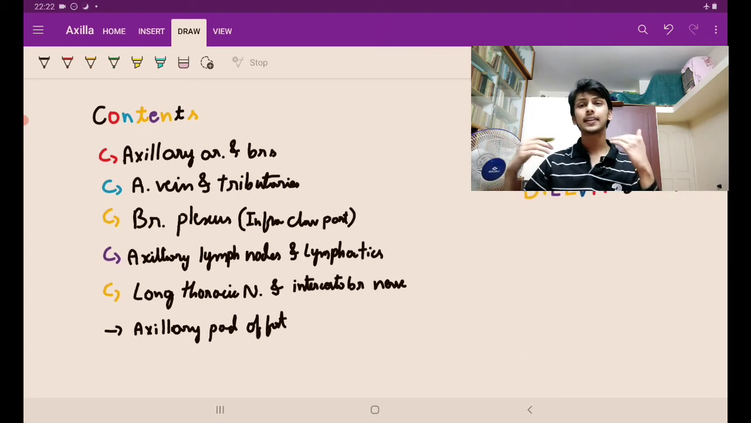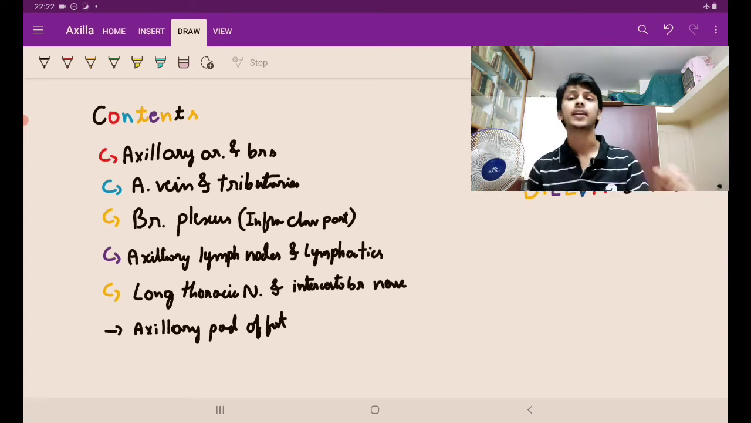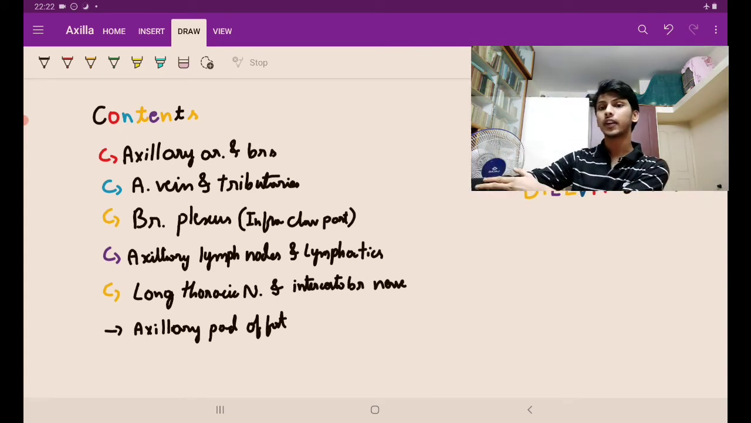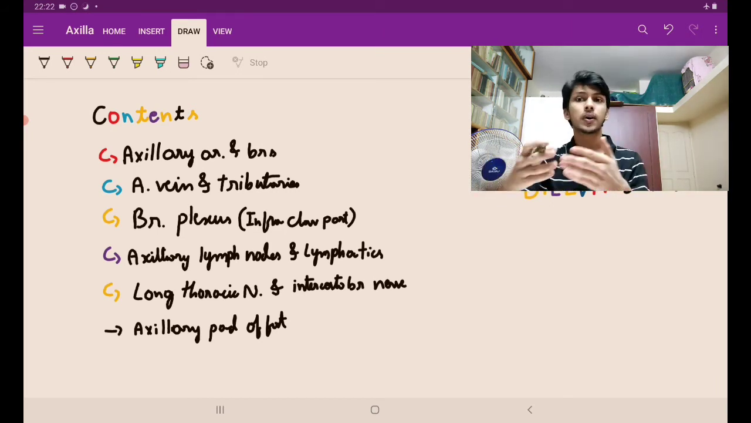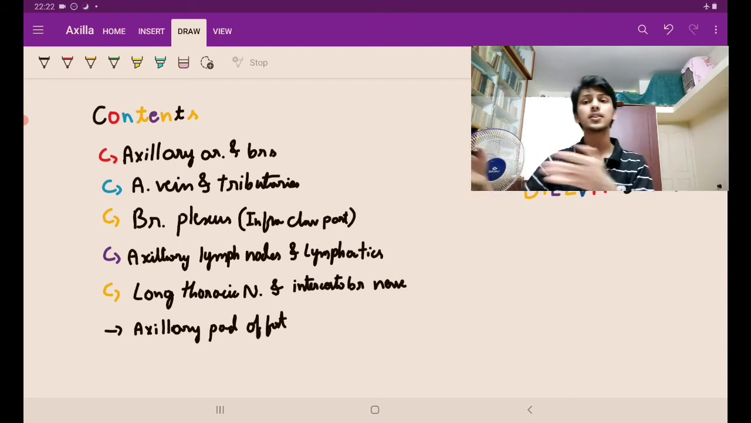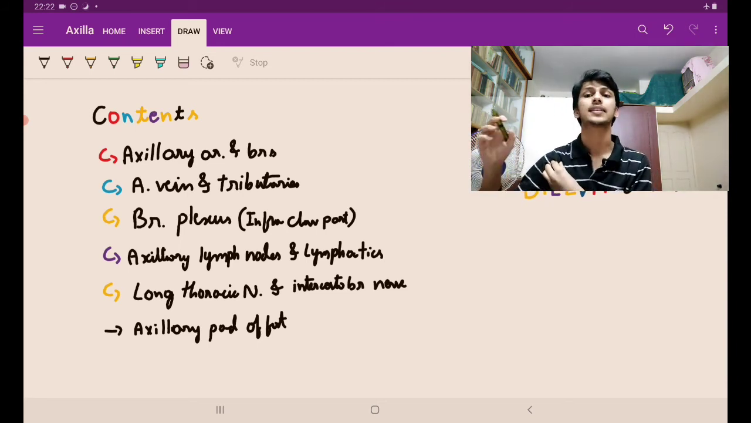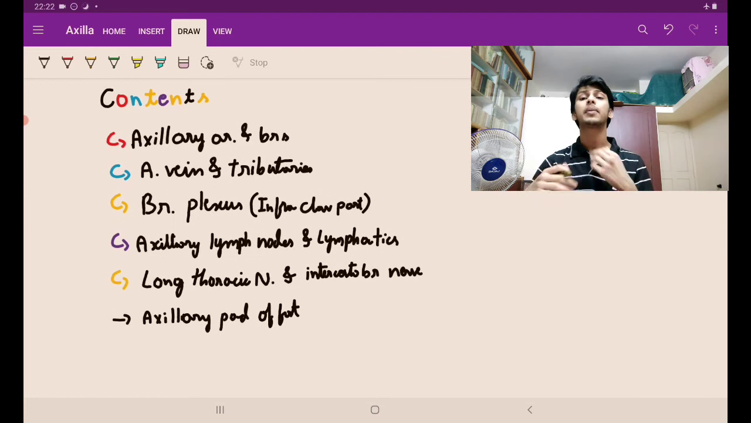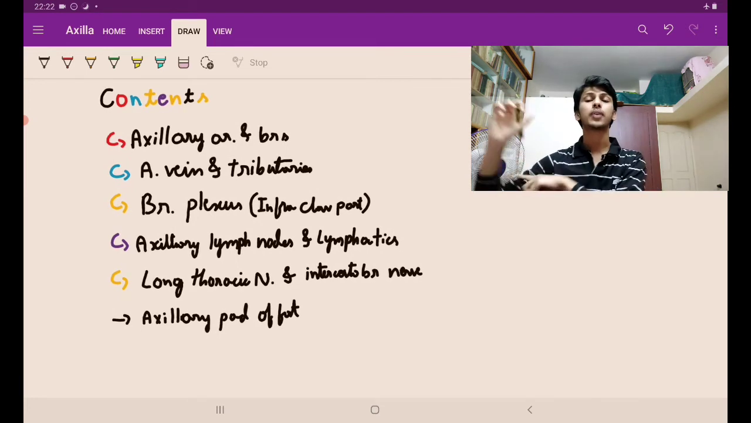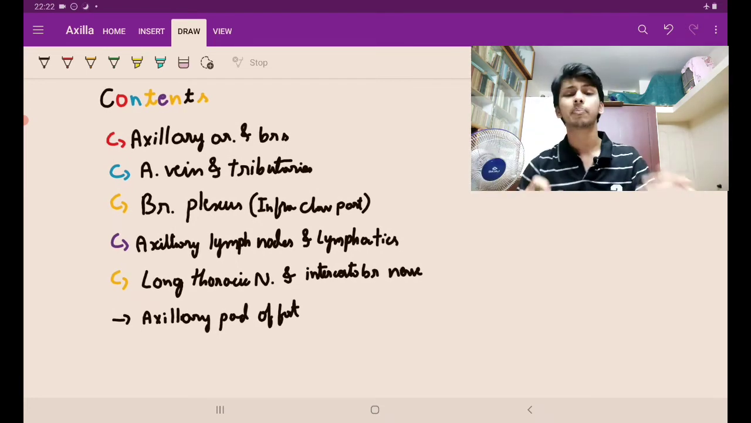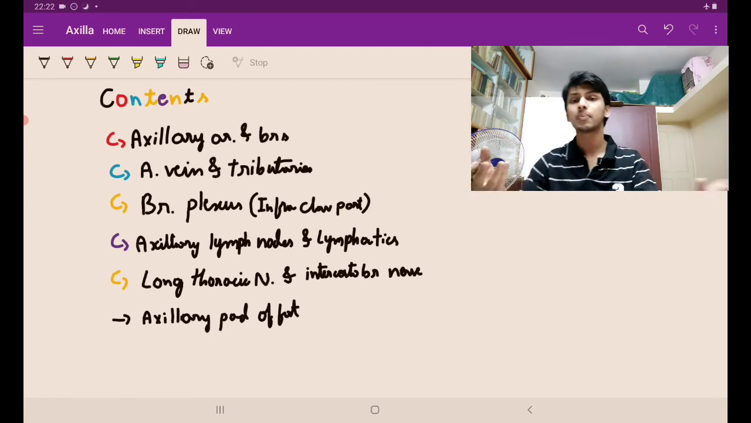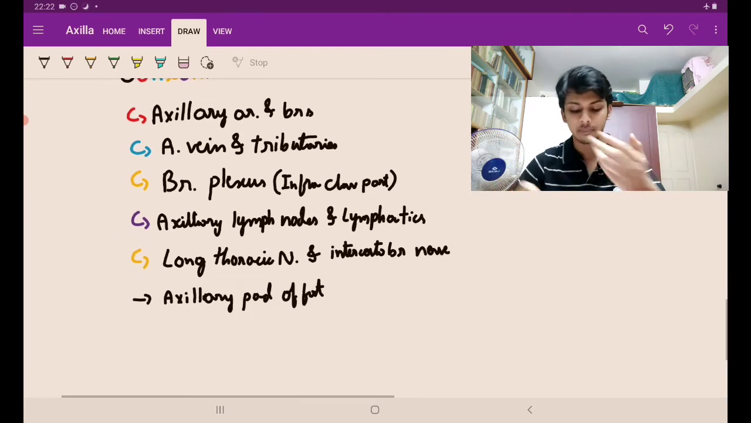Then axillary artery is accompanied by axillary vein. But the blood drains into the axillary vein, not from the axillary vein. So we call them tributaries. Why? Rivers go and meet into one of the main rivers, no? So tributaries of the axillary vein. Then there is brachial plexus. It forms in the neck, goes into the axilla, supplies the arm. So brachium is basically the arm. So brachial plexus supplies the arm, the upper limb basically.